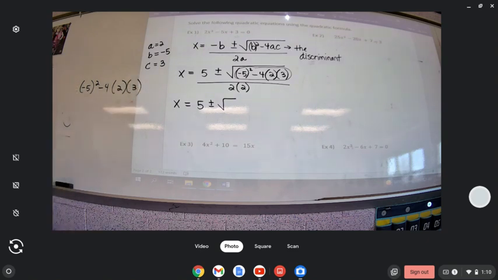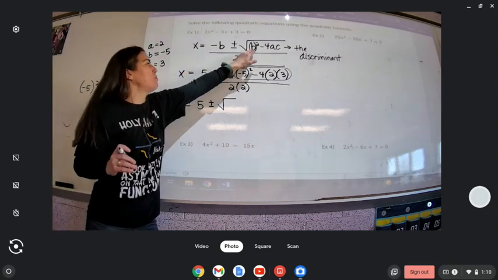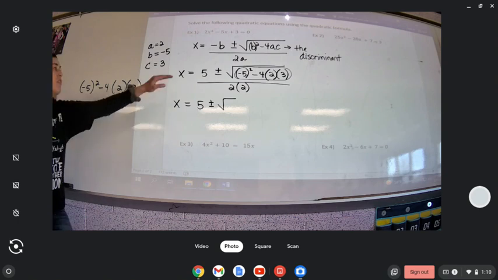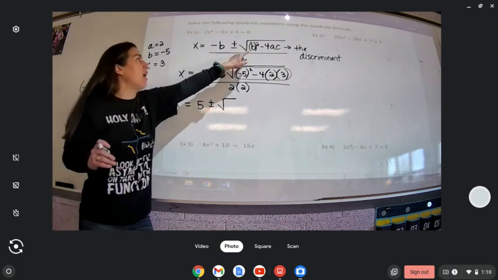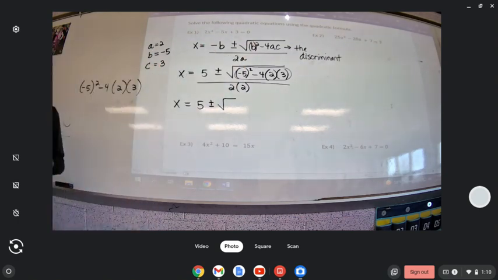Shouldn't the 5 be positive though? What's that? It's negative b. Take the opposite. Only the opposite of b is here. Here is just b. Only the opposite of b leads the formula, but under the square root, it's b who you're squaring. Who did you get?